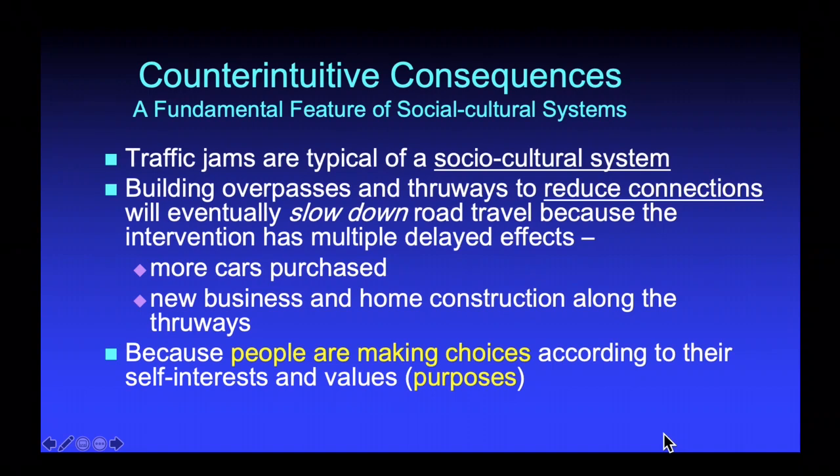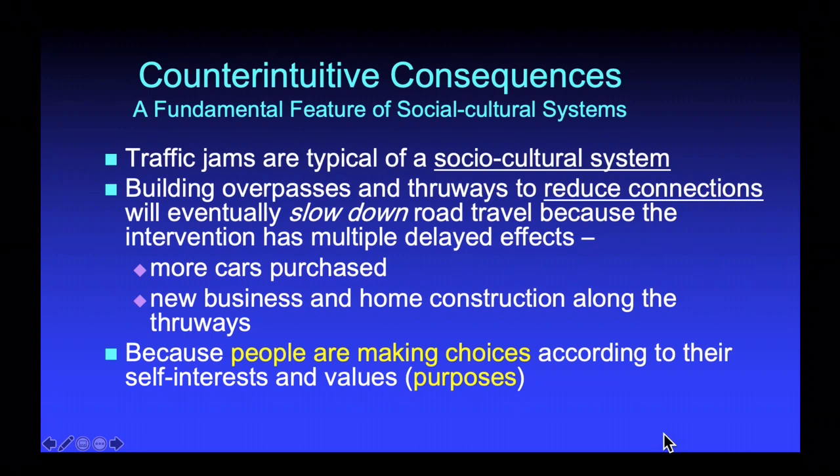But the point is that traffic jams are a socio-cultural problem, and that if you built an overpass over the town, or a ring road, or a beltway, to reduce connections, it will eventually slow down the traffic because the intervention has delayed effects. When you build a beltway or a ring road, people will say, gee, that's a faster way to go. I'm now going to set up my business or my home out here on the beltway where I can move faster, and I'm going to buy some more cars. And pretty soon you find out that the beltway or the ring road becomes congested.